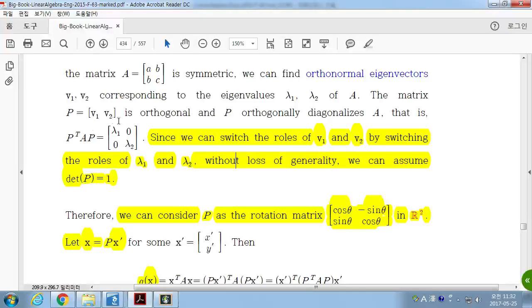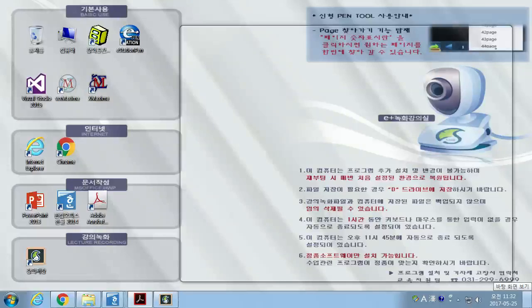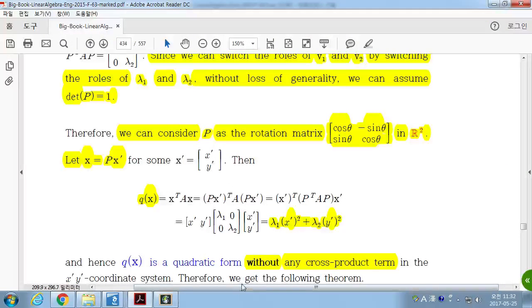This orthogonal matrix may have determinant 1 or minus 1. So we can always do the same thing in the same manner, and without loss of generality, we can assume the determinant of P is equal to 1. So now we can consider P as a rotation matrix in R2. In R2, if we have an orthogonal matrix, then this linear transformation is always a rotation because the length is the same. When one vector moves to another vector and the lengths are the same, then it should be just a rotation.